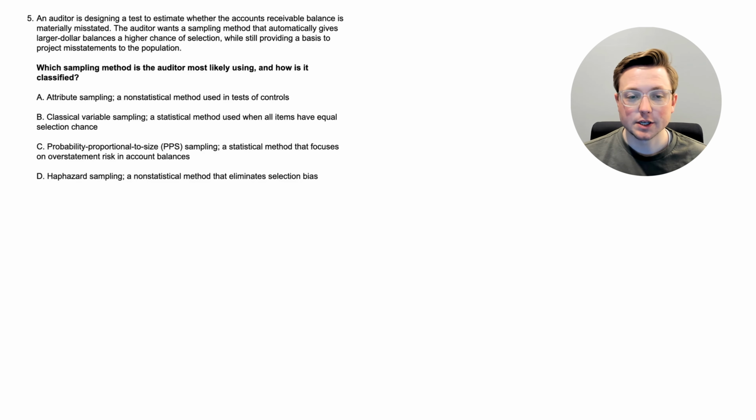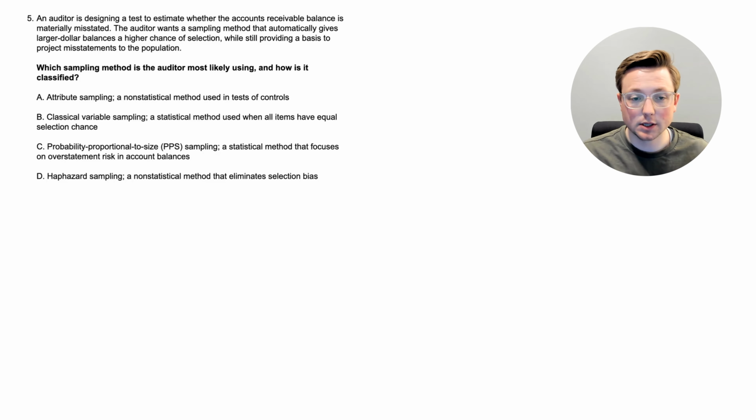Okay, here we are at question 5. Which sampling method is the auditor most likely using and how is it classified? Let's go up to the top. An auditor is designing a test to estimate whether the accounts receivable balance is materially misstated. The auditor wants a sampling method that automatically gives larger dollar balances a higher chance of selection while still providing a basis to project misstatements to the population. So again, what sampling method are they most likely going to use?